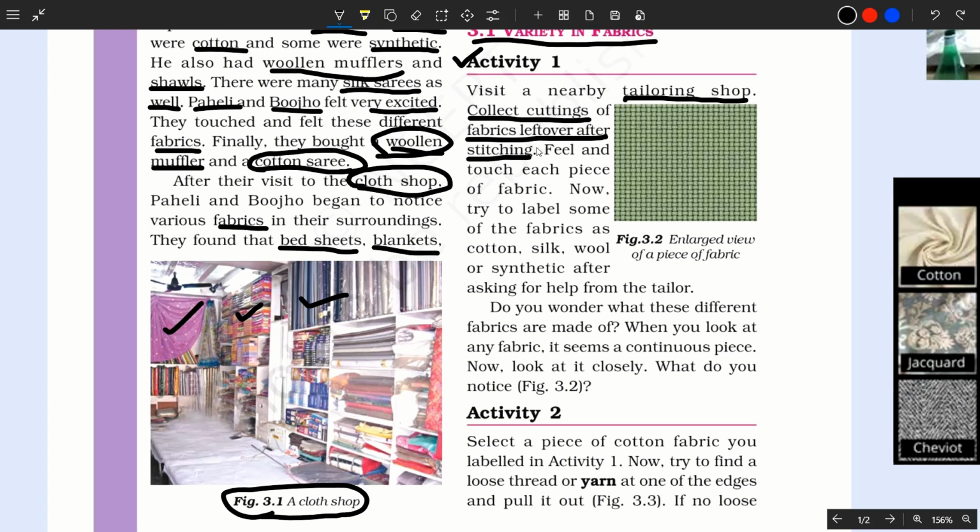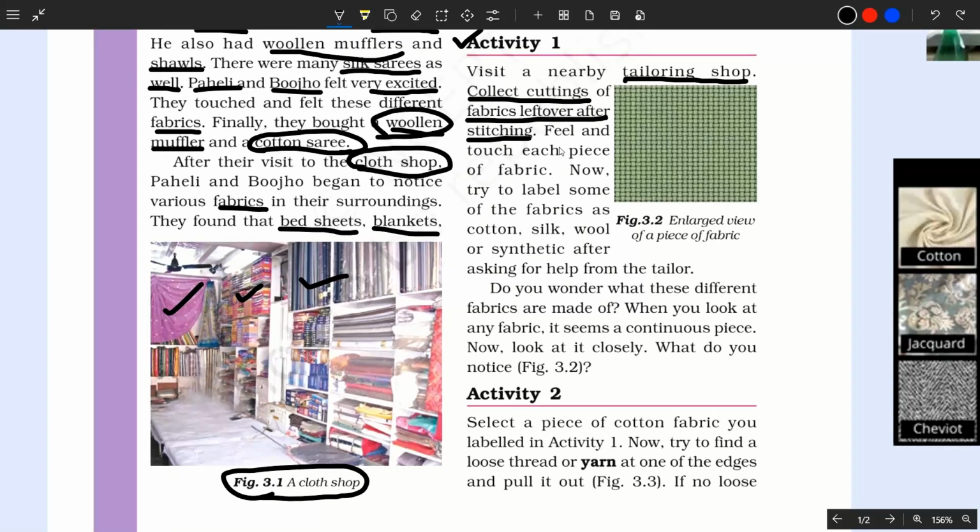Collect the pieces which they have left after stitching. There will be some pieces of different fabrics also, you can collect that. Next, feel and touch each piece of fabric. Take different types of fabric, and by touching you can feel the varieties of fabrics. By touching only, there will be different touches in a cloth.